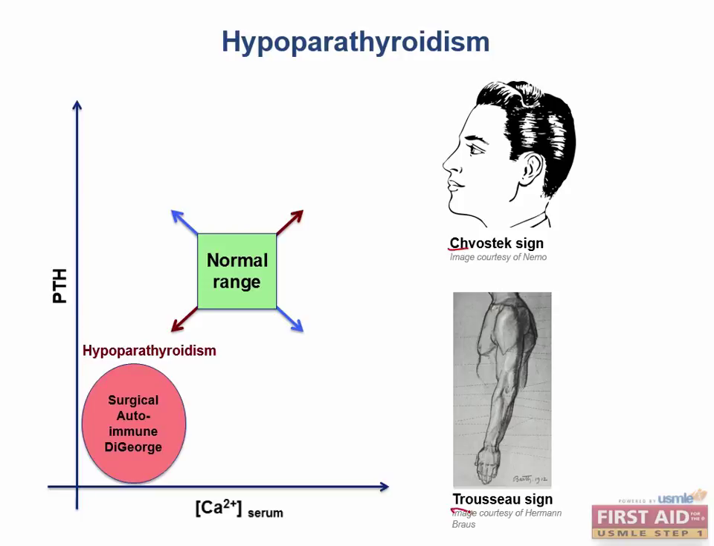Both are basically signs of nerve hyperactivity when you irritate it. With the Chvostek sign, if you tap on the cheek, the hyperirritable facial nerve causes your face to twitch. And with the Trousseau sign, if you wrap a blood pressure cuff around the arm, cutting off circulation to the forearm, then the hyperexcitable forearm nerves will cause a carpal spasm.